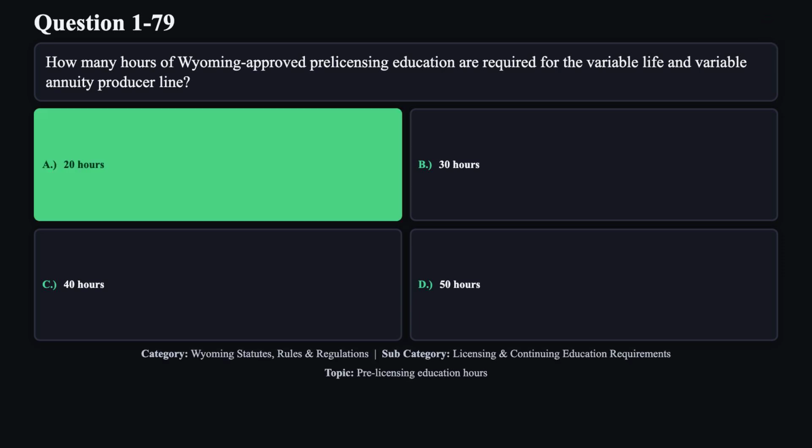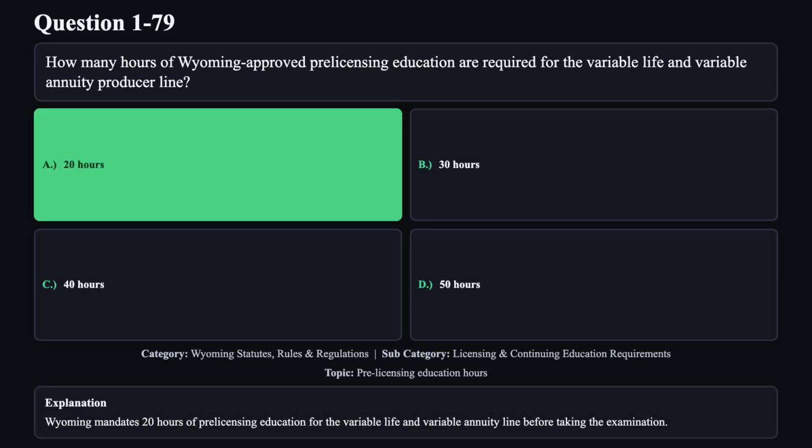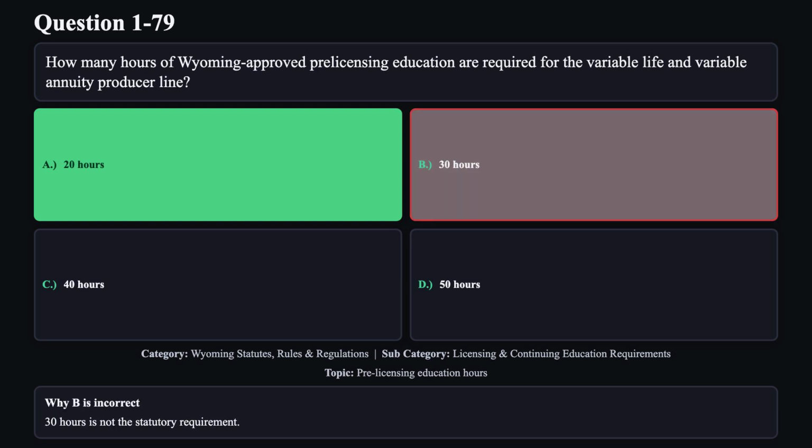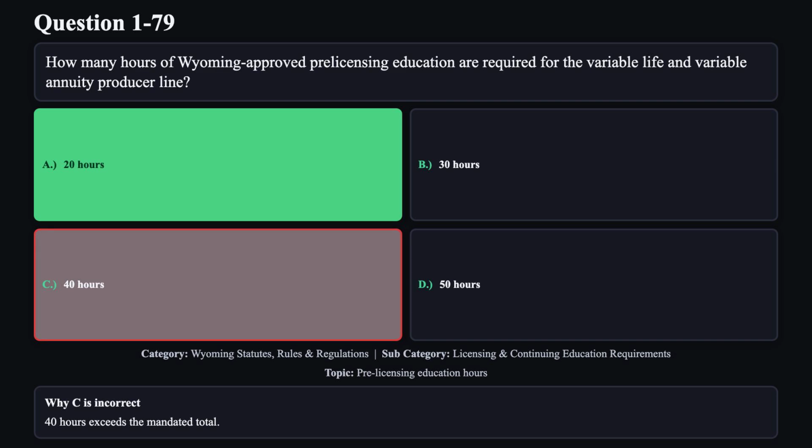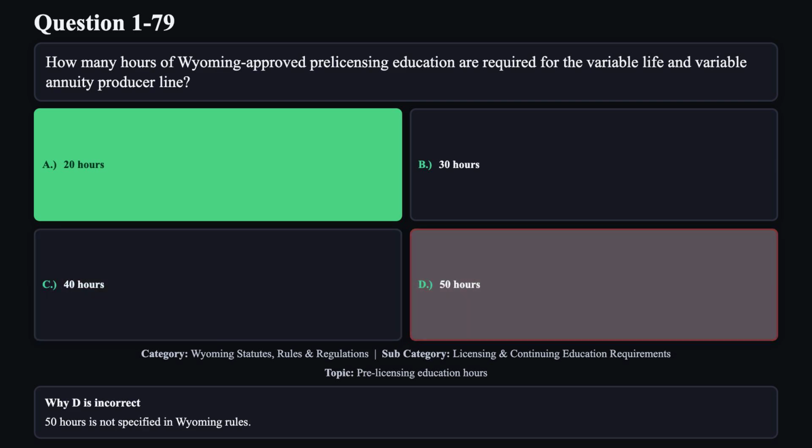The correct answer is A. Wyoming mandates 20 hours of pre-licensing education for the variable life and variable annuity line before taking the examination. Reason B is not correct. 30 hours is not the statutory requirement. Reason C is not correct. 40 hours exceeds the mandated total. Reason D is not correct. 50 hours is not specified in Wyoming rules.